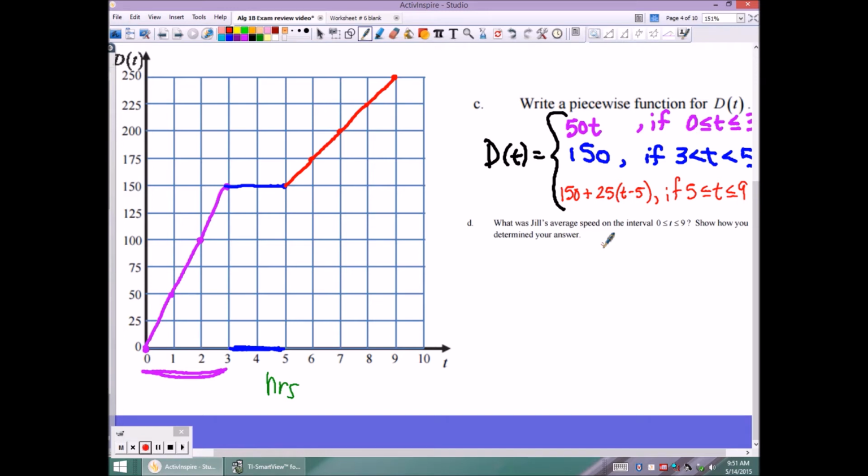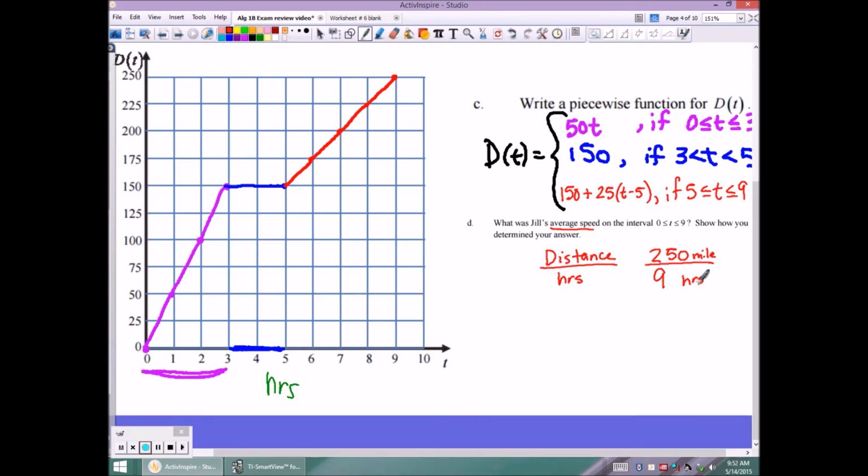And the last question is asking, what was Jill's average speed? Well, average is the sum divided by the total. So what is the sum of all the distance that she traveled divided by the hours that she traveled? So the total distance, and it looks like in total, with all the traveling, she got up to 250 miles. So she traveled 250 miles. It's always good to put units, that'll help you. And she traveled 9 hours.